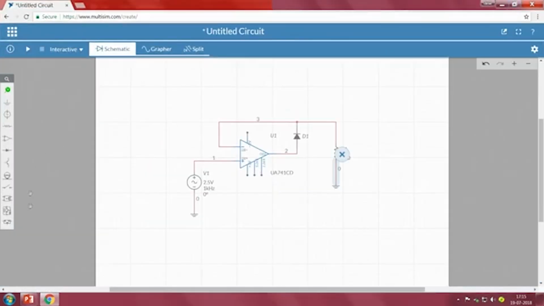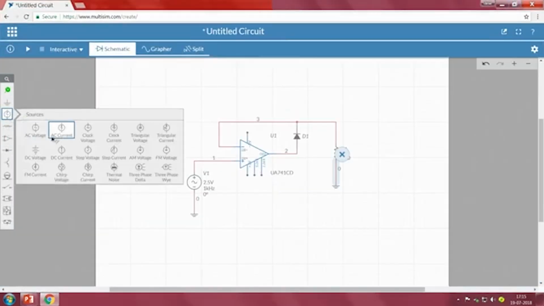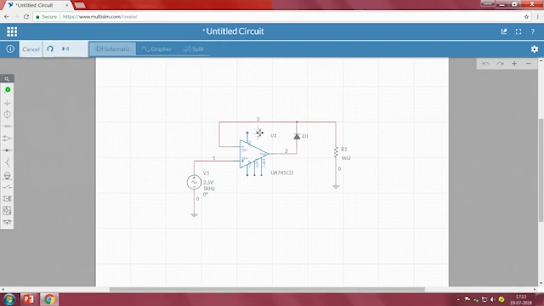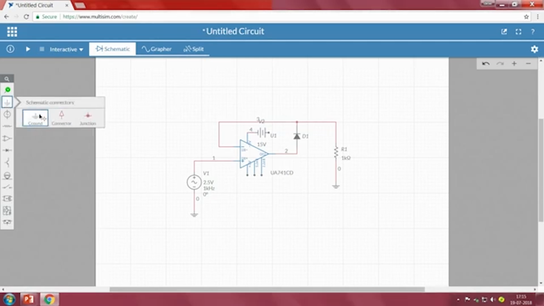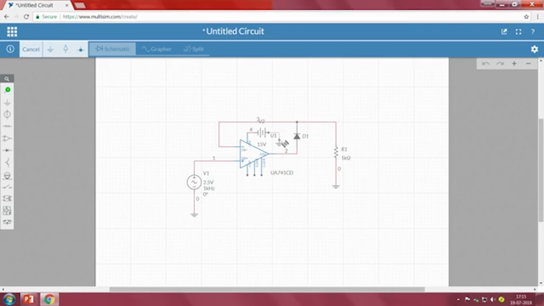For that reason, I will take a power supply. I will take DC voltage, and since this is a negative terminal, I will connect the negative of this to here, and I will make this 15, whereas the other part should be grounded. Since the negative terminal of the power supply is connected to the minus VCC terminal of 741, even though it looks like 15 volts, it is actually minus 15.